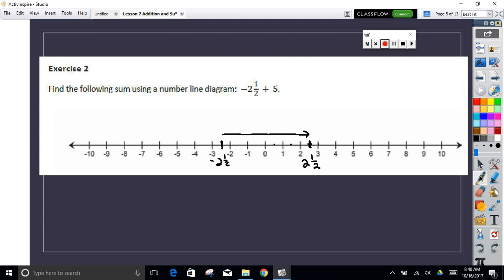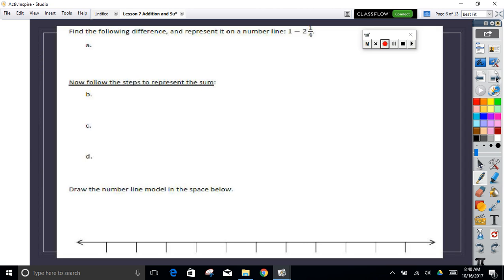Okay, any questions about that? Okay, let's look at example 2. It says find the following difference and represent it on a number line, and you can use the number line that's down here. So, first I'm going to find the difference without using a number line. So I'm going to think 1 plus -2 and 1/4. If I have 1 of something and I take away 2, let's just forget about the 4th for a minute. What if I take away 2 from 1? What do I have? -1. So if I take away another 4th, what do I have now?